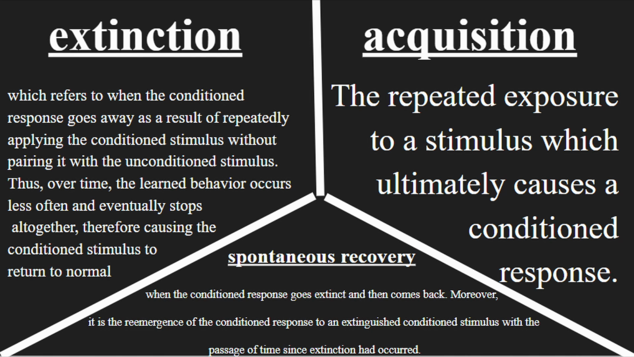The first is acquisition, which is the repeated exposure to a stimulus which ultimately causes a conditioned response. The second is extinction, which refers to when the conditioned response goes away as a result of repeatedly applying the conditioned stimulus without pairing it with the unconditioned stimulus. The third is spontaneous recovery, which is when the conditioned response goes extinct and then comes back. Moreover, this is the reemergence of the conditioned response to an extinguished conditioned stimulus with the passage of time since extinction had occurred.